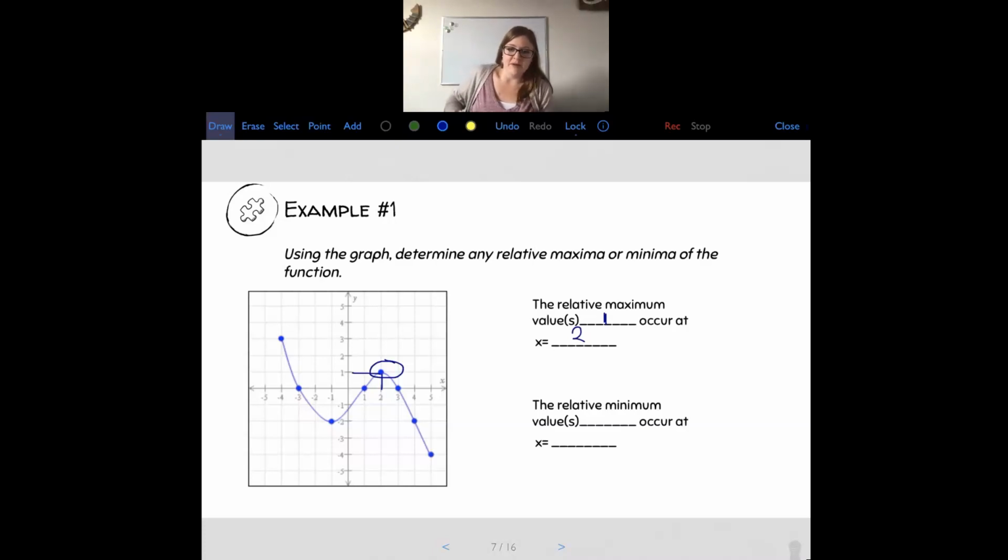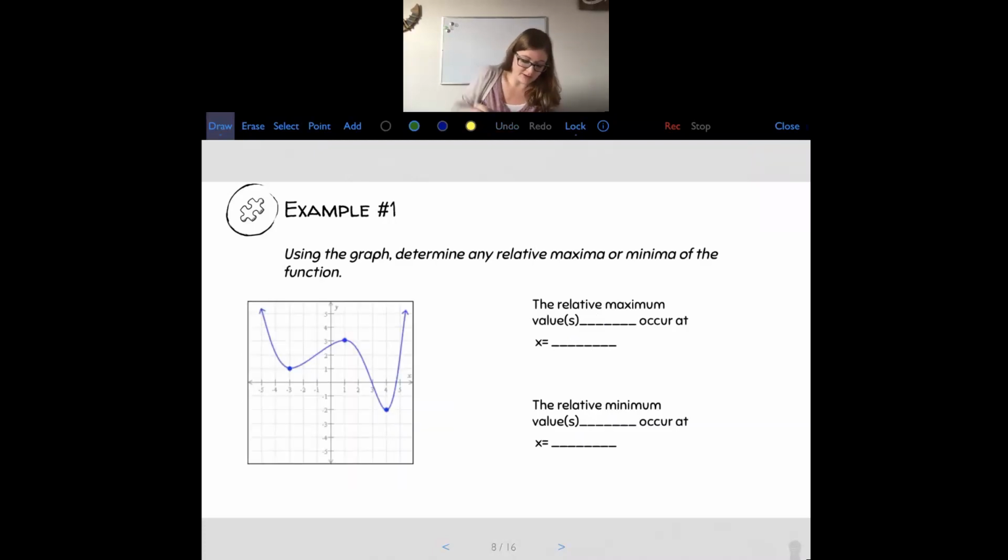The relative minimum, so again, this is a valley. The bottom of the valley is your minimum. Right here, again, it's not this, even though this is lower, it's not a relative minimum, okay? It's the bottom of the valley. So the value is -2, and it occurs when x is -1.